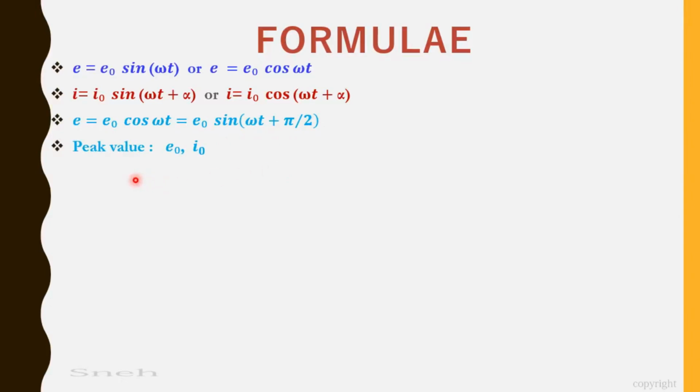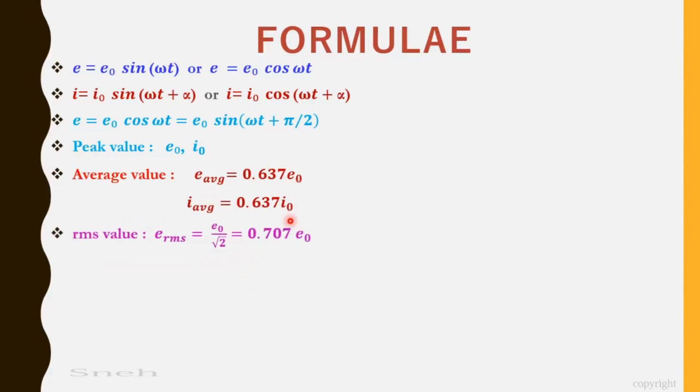Now, what is the peak value? Peak value is given by E0 and I0. Average value, E average, is given by 0.637 E0 and I average is given by 0.637 I0. RMS value is given by E RMS is equal to E0 by root 2, that is 0.707 E0. Similarly, I RMS is given by I0 by root 2, that is 0.707 I0.